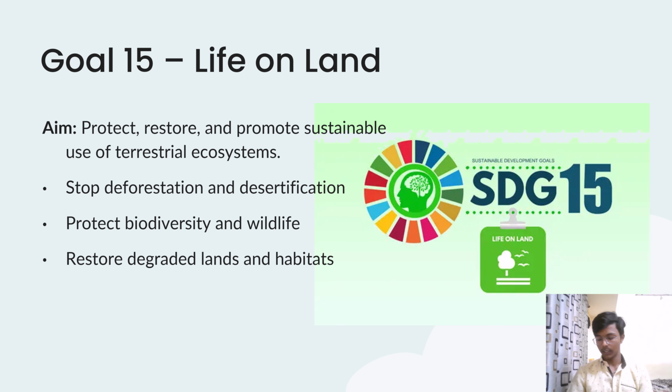And restore degraded lands and habitats. Restoring degraded lands, you come to know what these things are. Sector 15, it is there, in Himachal Pradesh or the northern region, North India. You'll come to know what Sector 15 is. You can search on Google. We have to restore those things.